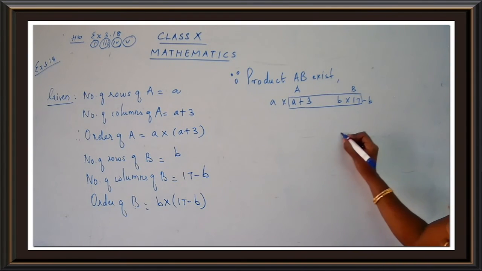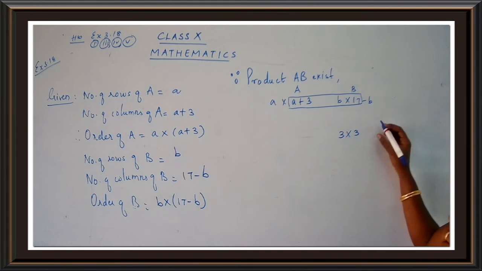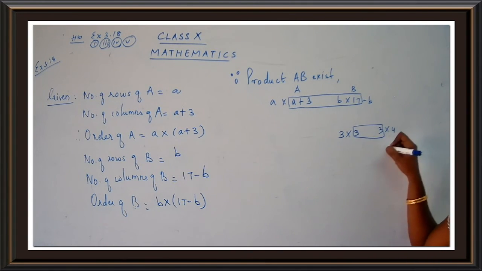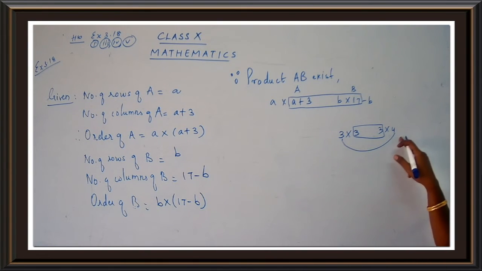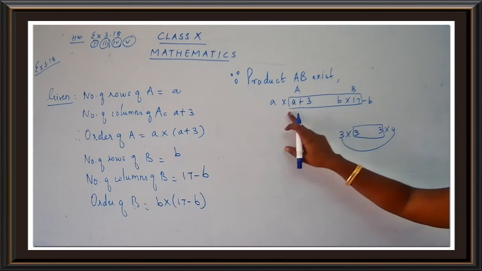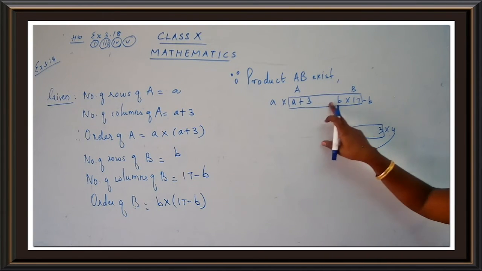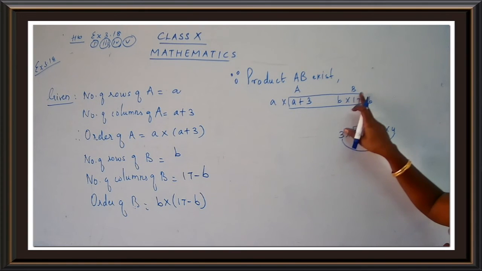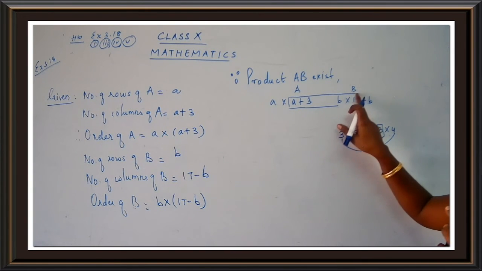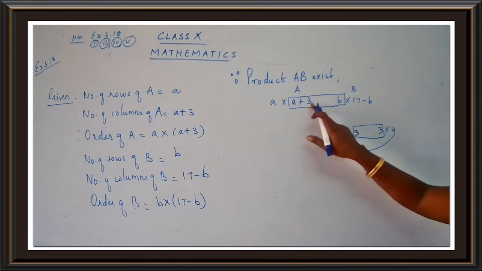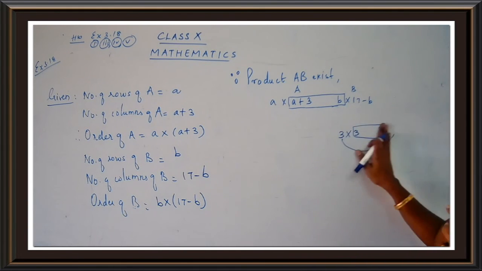See, we had a matrix 3 cross 3 and 3 cross 4. That means this should be equal. Then only we say the product exists. And this is considered as the order: 3 cross 4 is the order. So now which part is equal here? A plus 3 is equal to B. I'll just put a line over here. So, A plus 3 is equal to B.